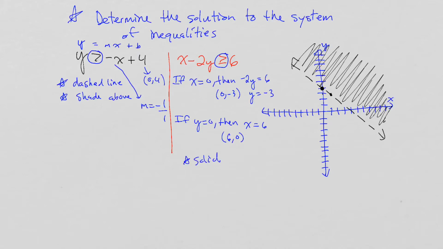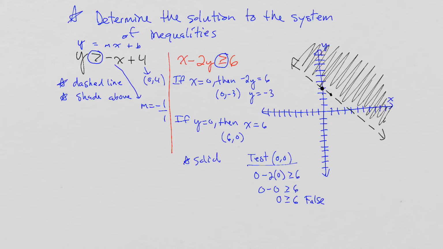And how do we know where to shade? We're going to go ahead and test. We're going to test (0, 0), the origin. So that means we're going to plug in 0 for x and 0 for y. And we're going to ask ourselves, is the left side greater than or equal to 6? This is going to be 0 minus 0, which is not true. This is false. So if it's false, that means we're going to shade on the other side of the line.